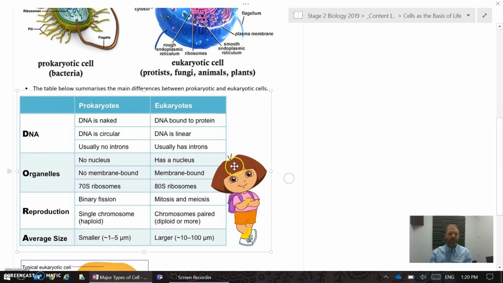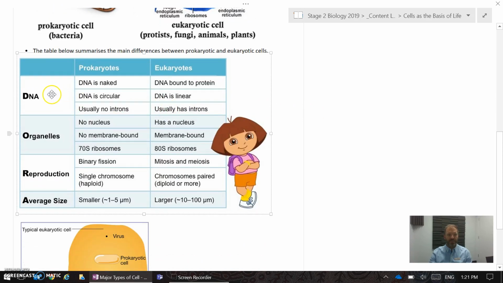So this table here summarizes some of those main differences. So we can see that in terms of DNA, prokaryotes have naked DNA in a circular loop, and it doesn't have introns. We'll talk about that later, don't worry about that yet. Whereas the DNA in eukaryotes is bound to a protein, as in linear chromosomes. So whereas in bacterial cells you have a circular loop, the linear chromosomes have a start and an end, but then there's multiple chromosomes in eukaryotic cells. Other things to look at there is the presence of organelles. So no nucleus, whereas has a nucleus, and membrane-bound organelles in the eukaryotic cells. There's also a difference in the type of ribosomes they have.